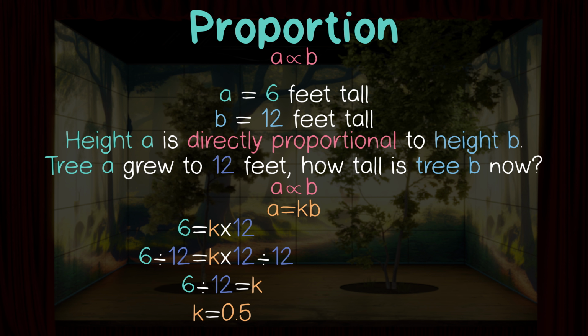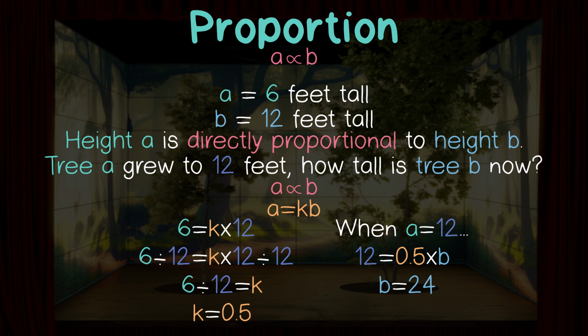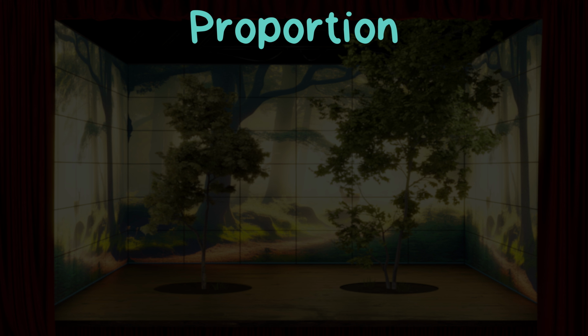Now we set up our formula again and use k to find the hidden height of B. So what number multiplied by a half gives us 12? A half of 24 is 12, so 24, meaning tree B is now 24 feet tall. You need to be able to do this with squares, cubes, and roots as well.